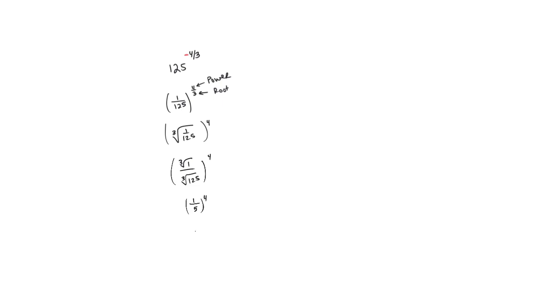1 to the 4th is just 1. 5 to the 4th is 625. So our final answer is 1 over 625.